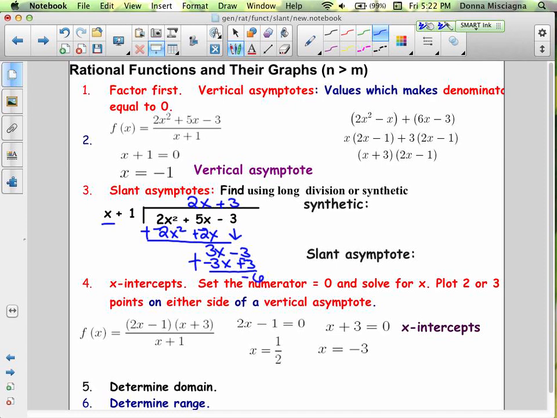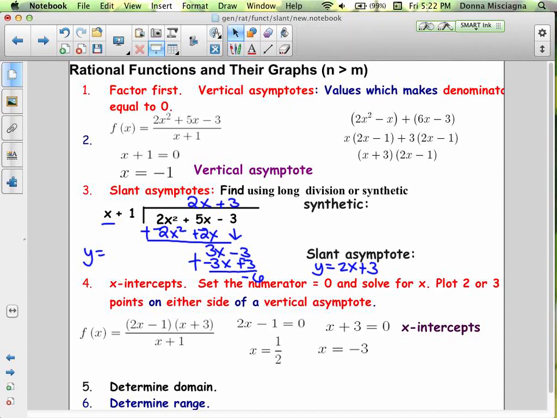If you get 0, and you factored correctly, and you can see they don't match, you've made a division error, because you're not going to get 0 unless the factor appears in both the numerator and denominator, and it's not going to. Otherwise, we'd cancel it. So we don't care about the remainder. We only care about the part that went in evenly. So our equation for our slant asymptote, and we'll do it with synthetic then, is y equals 2x plus 3.